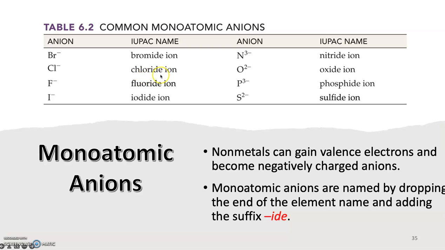When you name these ions, you drop the end of the element name. Like for chlorine, you drop INE and replace it with IDE. For fluorine, you drop INE and replace it with IDE, and it becomes the fluoride ion. Likewise for iodide, nitride, oxide, phosphide, or sulfide ion.